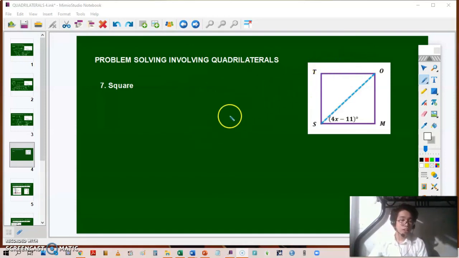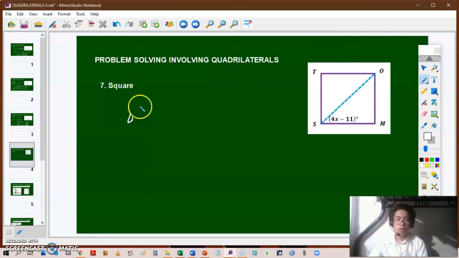So since the diagonal bisects the angle, angle S, that means there are actually two 4x minus 11 angles for angle x. So that's going to be 2 times 4x minus 11 is equal to 90 degrees. It's equal to 90 degrees because of this angle right there.